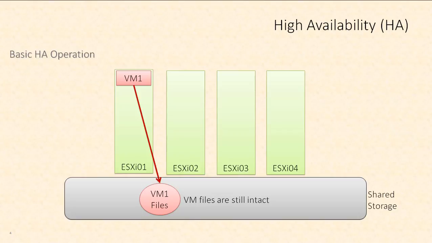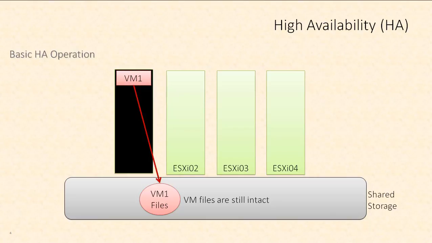Okay, so let's talk about the basics of how high availability operates. Here we see 4 ESXi hosts that have been grouped together as an HA cluster. And let's assume that ESXi01 fails. Now when this happens, VM1 is going to fail right along with that host. And then the virtual machine will reboot on another host because notice on the bottom that virtual machine's files are still intact on some shared storage. So another ESXi host can access those files on shared storage and boot up virtual machine 1. That's how high availability works.